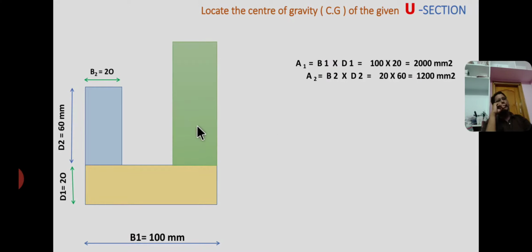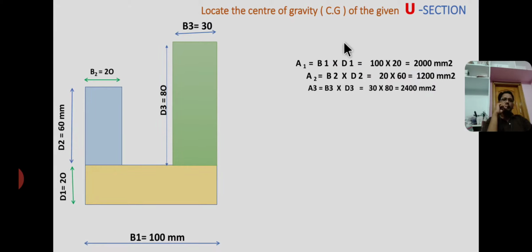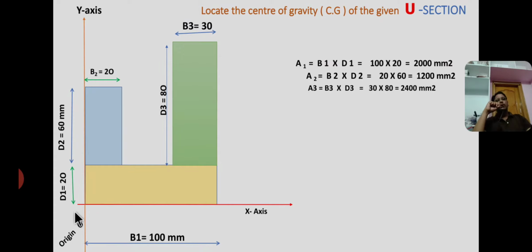And this is the area 3 equal to base 3 into depth d3. This is d3 and this is b3. So therefore area 3 equal to 30 into 80, that is 2400 mm square. So these three are individual areas. Okay, this is x-axis, this is y-axis. I consider x and y-axis as a reference axis. This is origin. Now I am drawing the diagonal lines to locate the individual centroids.